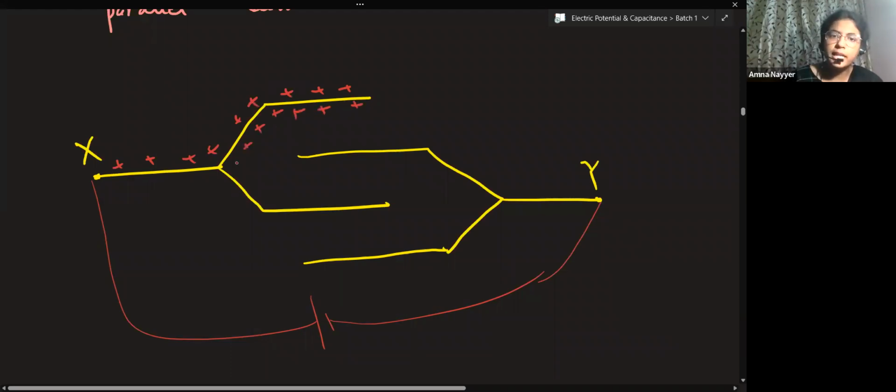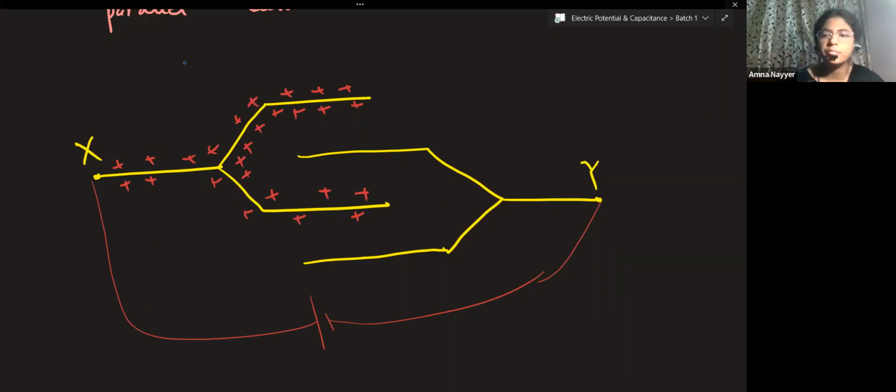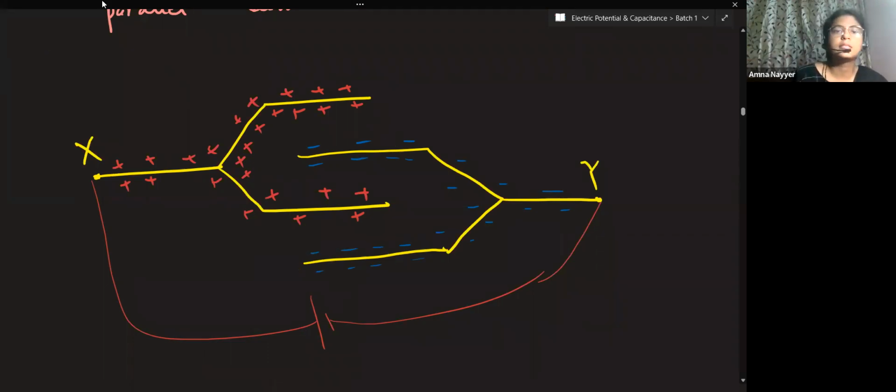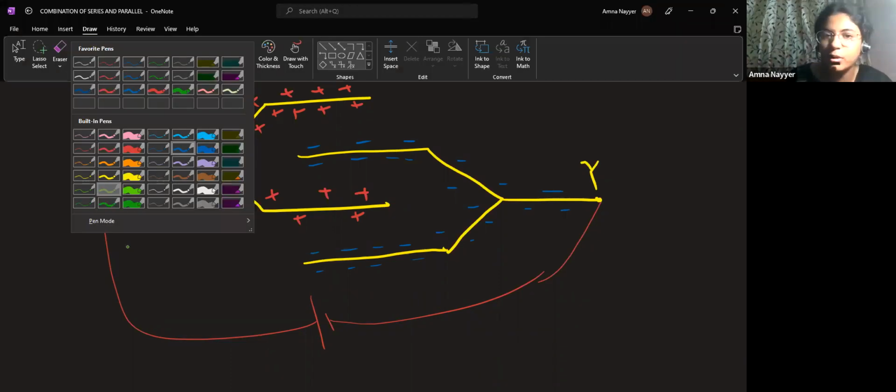Whatever plate is connected to one cell, make that plate completely of that charge, because obviously it will be of that charge only. So this plate becomes completely positively charged. This plate will become negatively charged. Now this is your concern: plates of same polarity or opposite polarity.